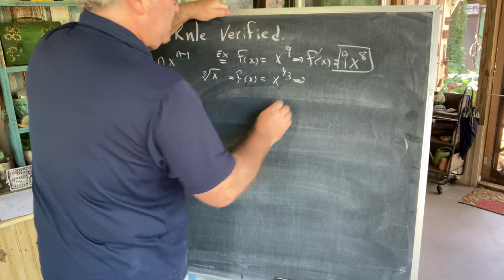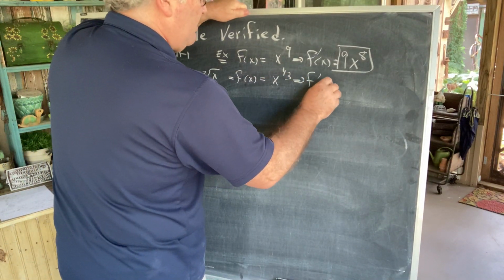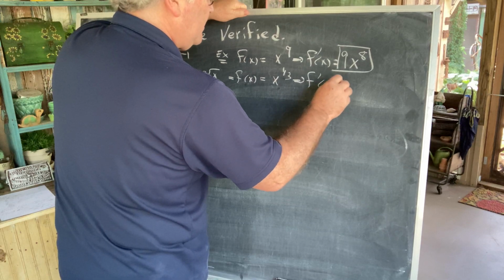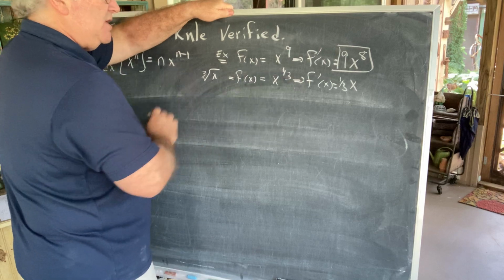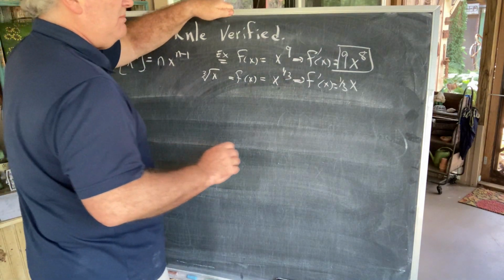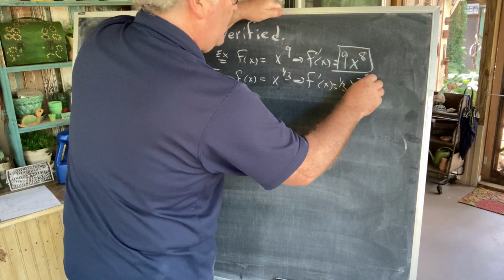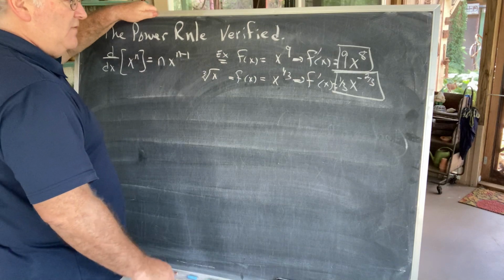So this implies the same thing as before. The derivative is: the exponent becomes the coefficient, and the new exponent is the original exponent minus 1. 1/3 minus 1, or 1/3 minus 3/3, is negative 2/3. And so that's the derivative.